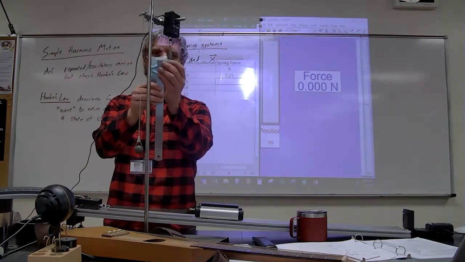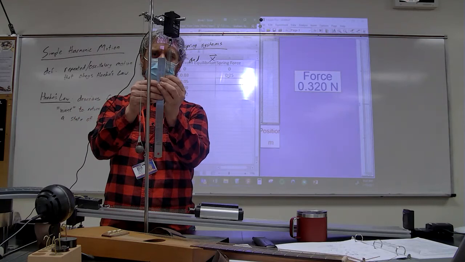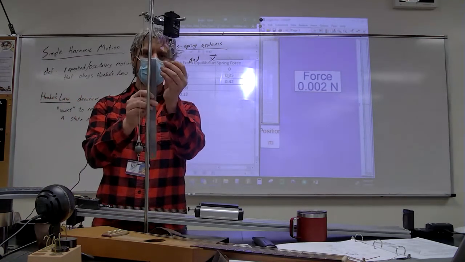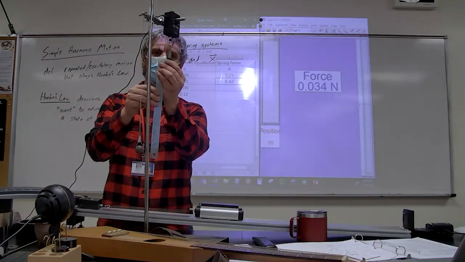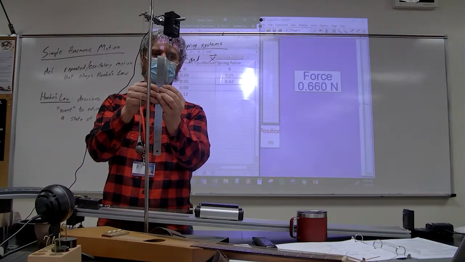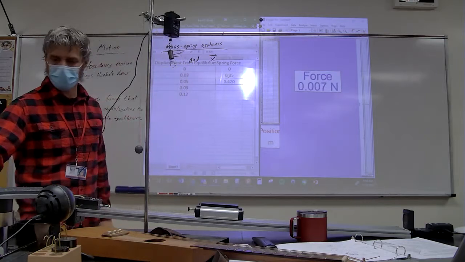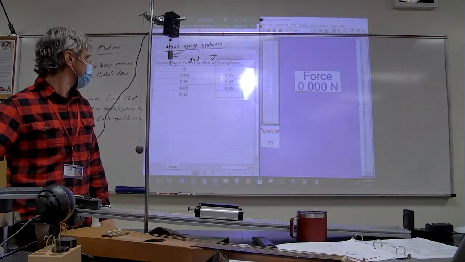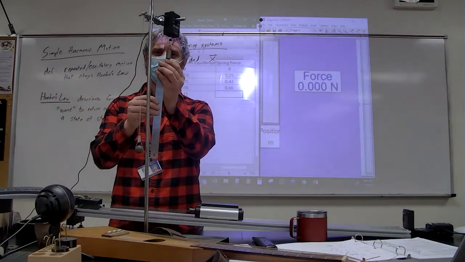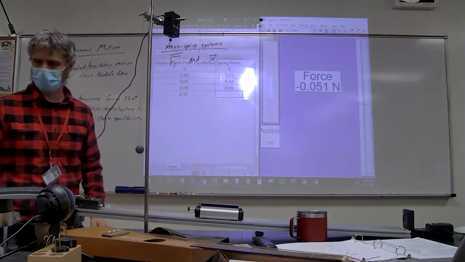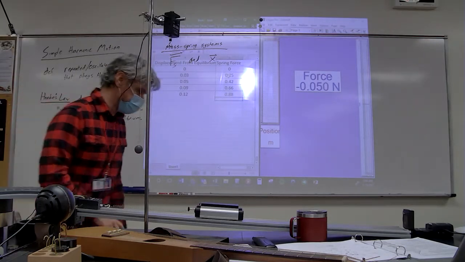Okay, now I'm going to do 5 centimeters, otherwise known as 0.05 meters. What do I get? 0.43. 0.42. 0.42. Now I'm going to do 9 centimeters. What do I get? 0.66. 0.66. Okay, and then I'm going to do 12 centimeters. What do I get? 0.9. No, actually it's 0.88. 0.88. Okay.